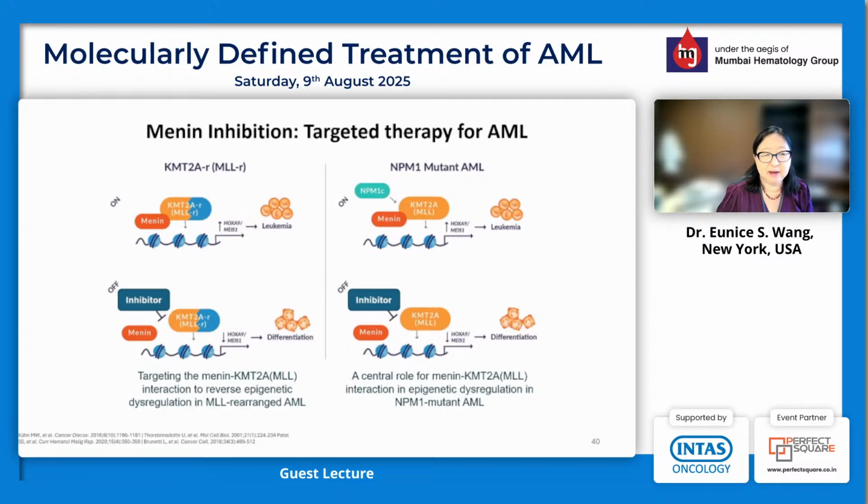The presence of a KMT2A rearrangement is considered both intermediate to adverse risk in the European LeukemiaNet risk classification, and these patients typically do poorly with intensive chemotherapy and are only cured in the setting of a subsequent allogeneic stem cell transplantation. So how do these menin inhibitors work? You can see that in KMT2A rearranged disease, we have our MLL gene, which is fused with a partner gene. There's about 80 different partner genes it fuses.